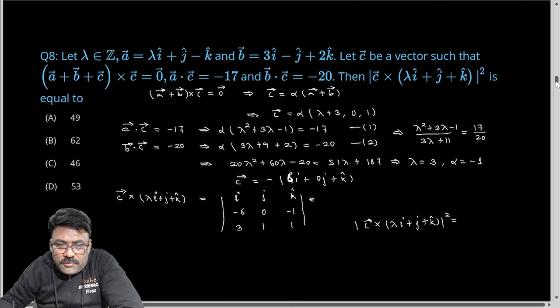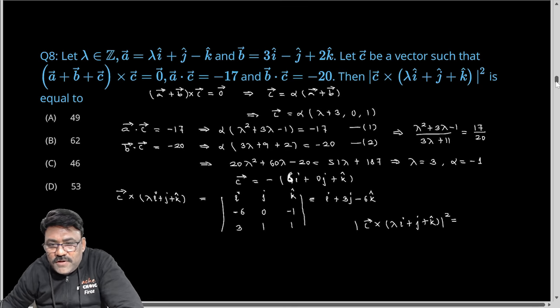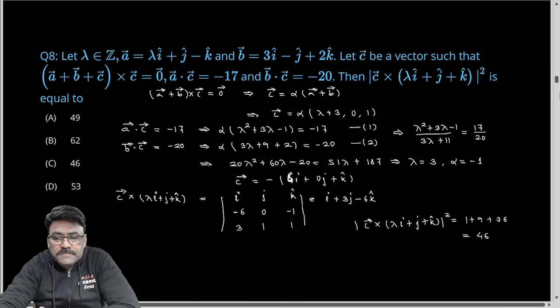So now what will be the option? If I expand it, I'm getting i: 0, minus 1 and plus 1. With j, I'm getting minus 6 plus 3, so minus 3j. And with k, I'm getting minus 6k. Now if I take the modulus of this vector, the square of the modulus is 1 plus 9 plus 36. So hence 46 is the correct answer, which is option C.